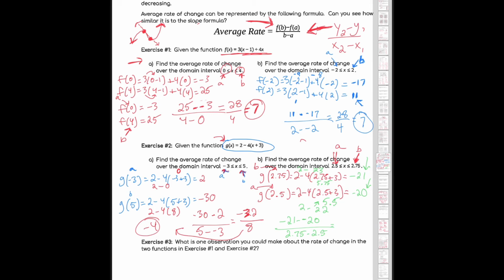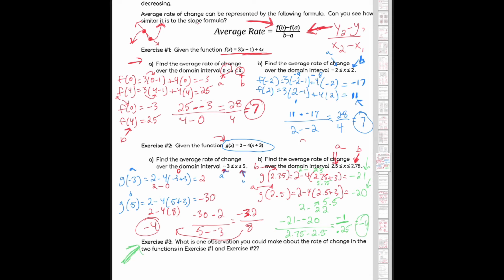So let's go ahead and do that. Negative 21 minus negative 20 gives us negative 1. 2.75 minus 2.5 gives us 0.25. Then if we divide those, we get negative 4. So what do we notice?